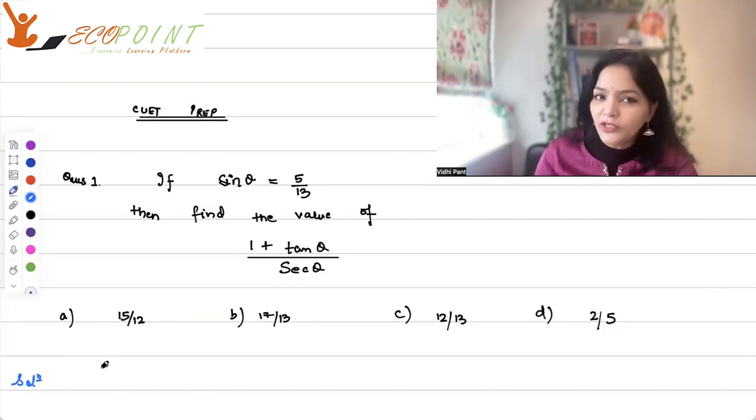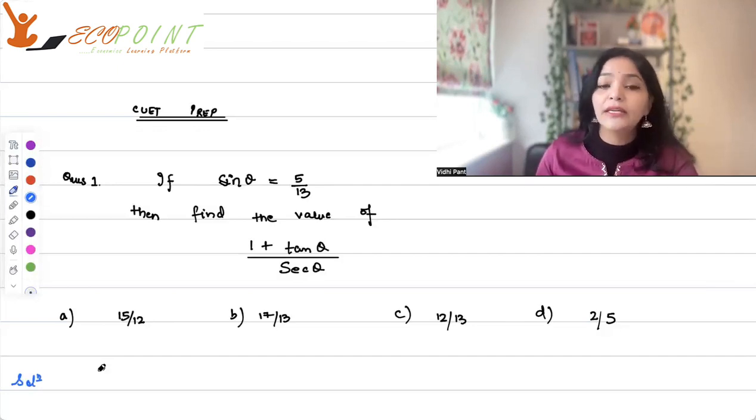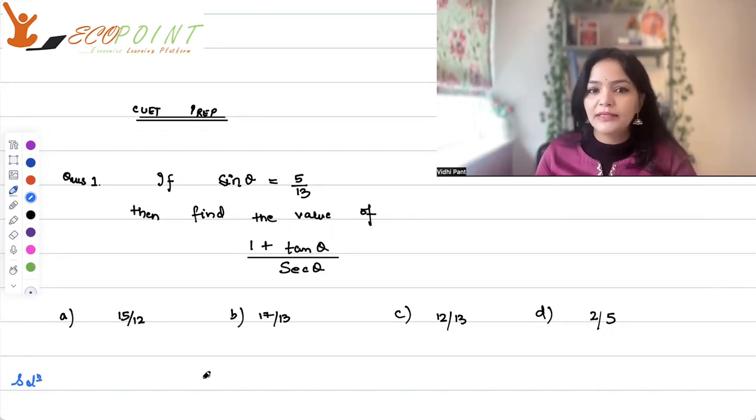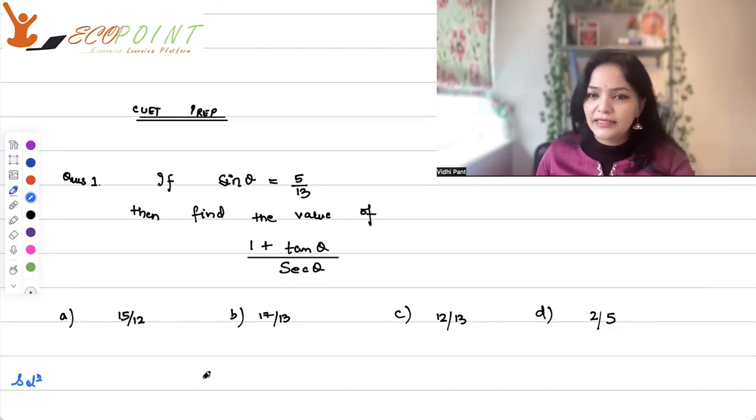Not just CUET, but any other entrance for Masters in Economics, if you're going for, this is the kind of basic trigonometry which could be expected out of you in calculus and otherwise also. So what do we have? We know that sine theta is 5 upon 13 and we want to find the value of 1 plus tan theta upon secant theta. So we just need to use the linkages between sine theta, cos theta, tan theta, etc.